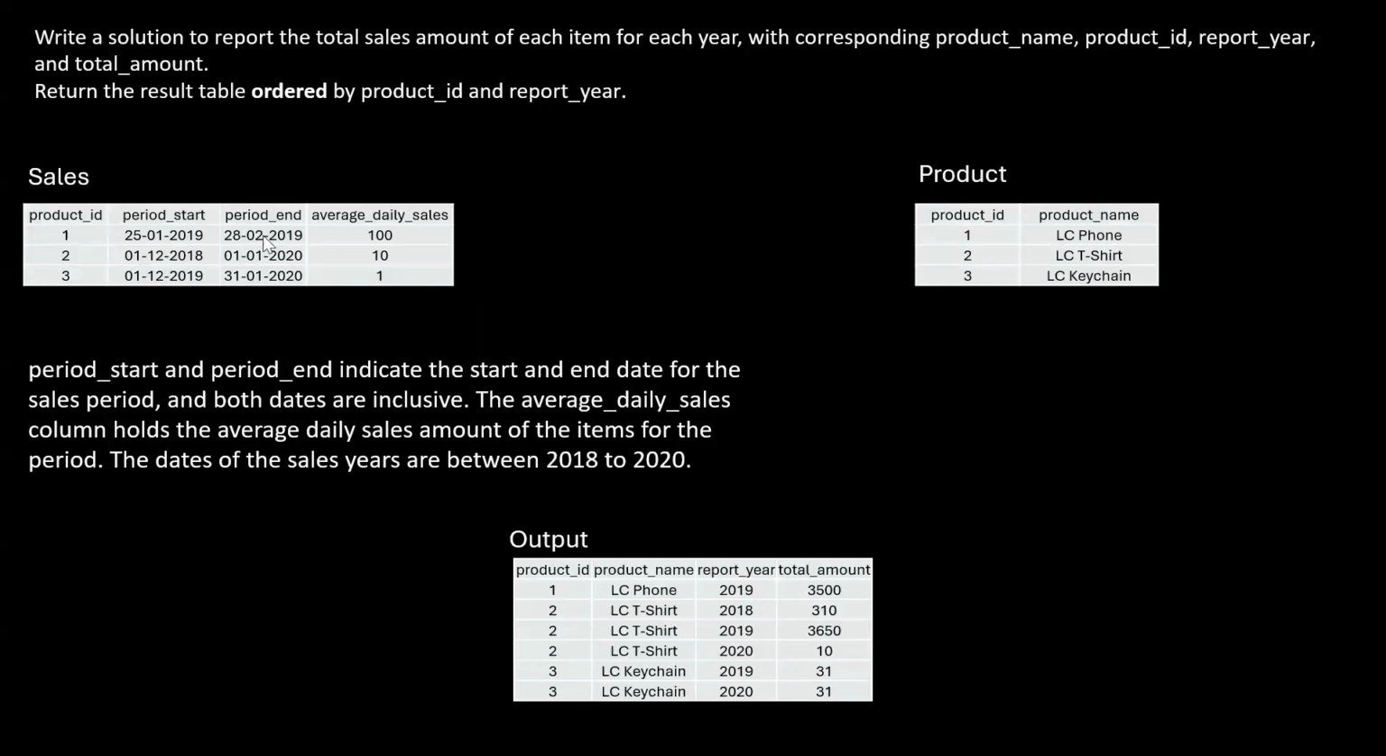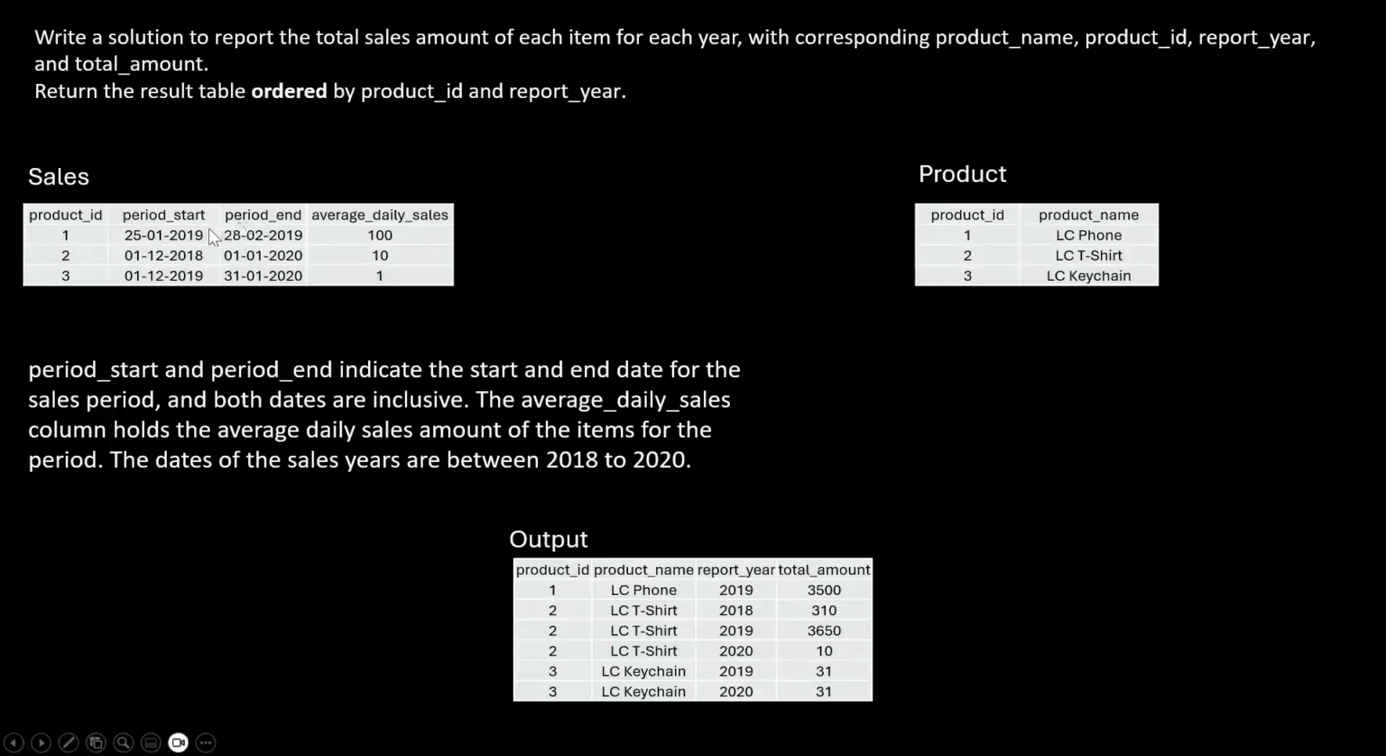Now, if you read the description of this particular table, it says the same thing. What we need to do is write a solution to report the total sales amount of each item for each year, with the corresponding product name, product ID, report year, and total amount. And we need to return the result table ordered by product ID and report year.